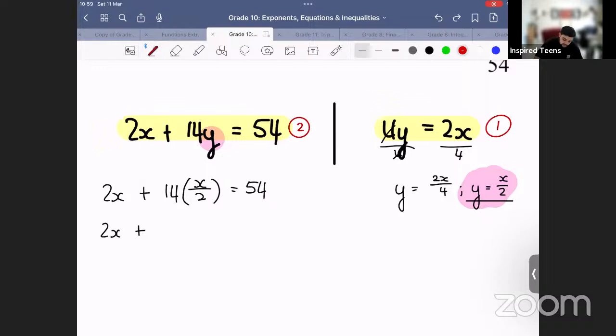So you want to express 14 as a fraction as well. So 14 as a fraction is just 14 over 1 times x over 2. So what you're going to do is multiply in a straight line always. Fractions, you multiply in a straight line. Adding or subtracting fractions, LCD. Okay, so now I just multiply across: numerator, numerator, denominator, denominator. I get 14x over 2, which is equal to 7x.